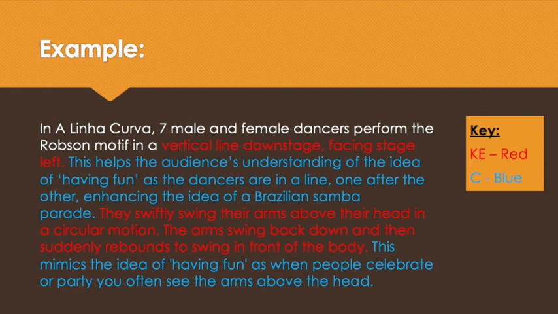This mimics the idea of having fun, as when people celebrate or party, you often see the arms above the head. As you can see, I have highlighted the knowledge and example in red and the contribution in blue. This question was in last year's exam paper. The exam board just marked the example and contribution as the knowledge and example were the same thing. For example, the sentence, "They swiftly swing their arms above their head in a circular motion," is both knowledge and example, as you were given an example of the movement content which shows your knowledge.